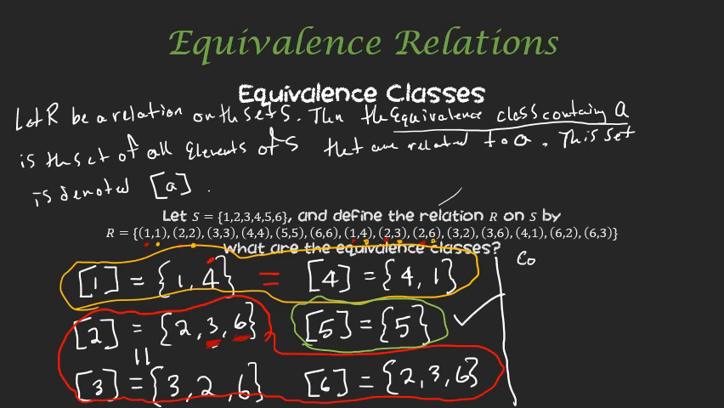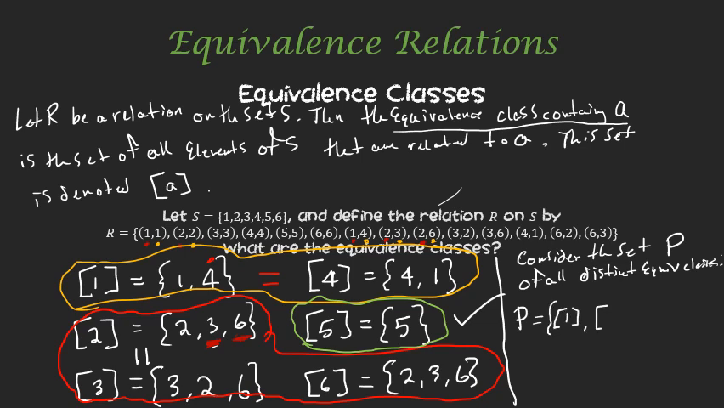So I'll say, consider the set P of all distinct equivalence classes. So P here, we could write it as the equivalence class containing 1, the equivalence class containing 2, and the equivalence class containing 5. Those are all the distinct equivalence classes.